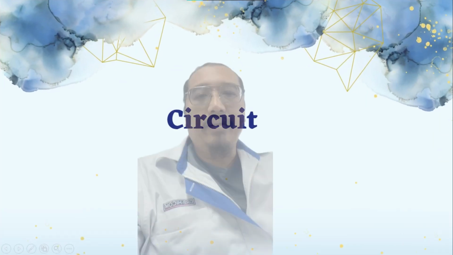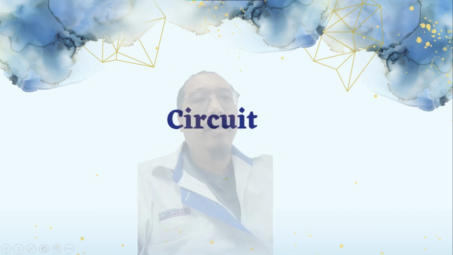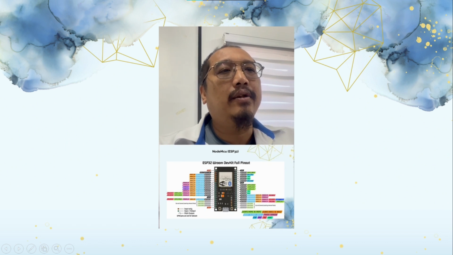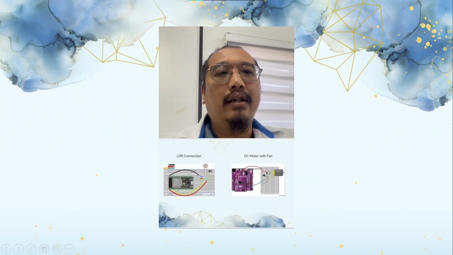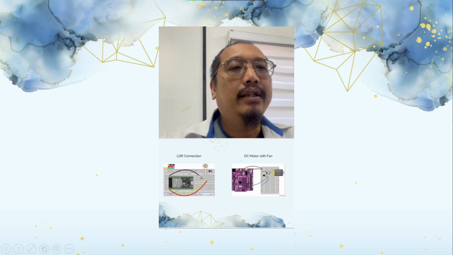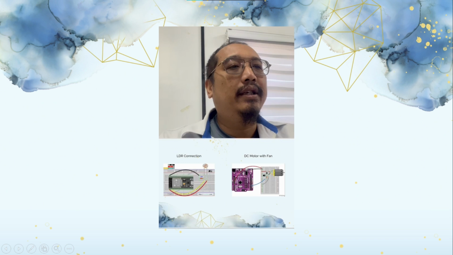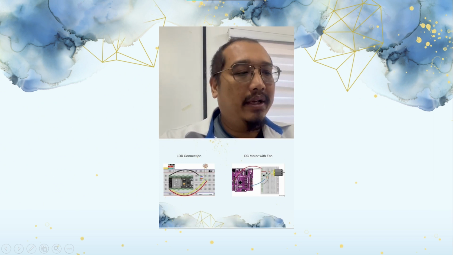So next I'm going to show you our circuit. This is the standard Node MCU ESP32 that we use for this project, and this is all the connection when we put it on the breadboard. As you can see, the Node MCU will be connected to the resistor, and how the DC motor with fan were connected using the breadboard.